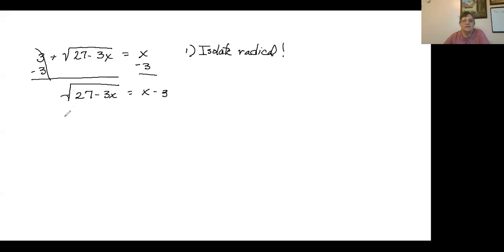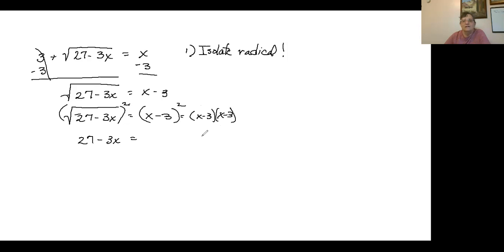Now I want to square both sides. I'm going to square that. This one I'm going to have to FOIL out. So the hard side becomes the easy side. The square root squared is just 27 minus 3x. This, you can FOIL it out, or you can use the shortcut. The shortcut says square the first one, multiply them together and double it, and then square the last one. It's quadratic.